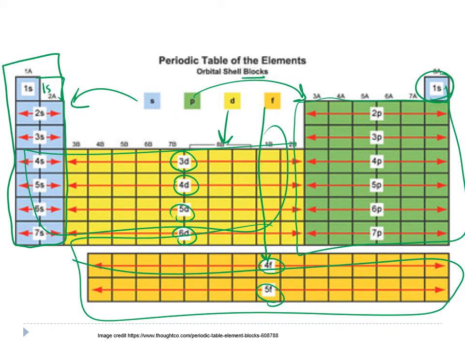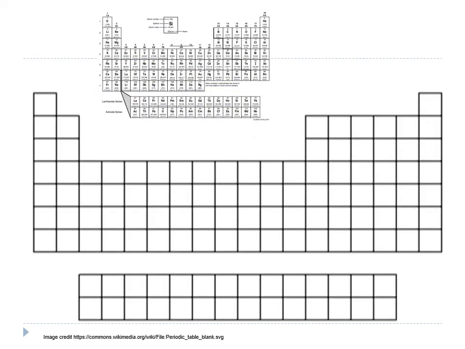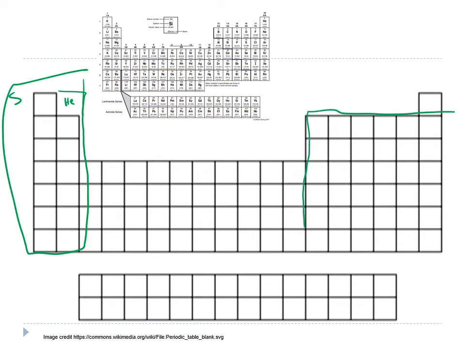The magic of this is we can use these ideas to kind of predict where elements are in the periodic table in terms of their electron configuration. So again, here is my s orbital. I'm going to push helium over here. So here's S block. Here's that P block. D is here in the middle, and then F is down here.